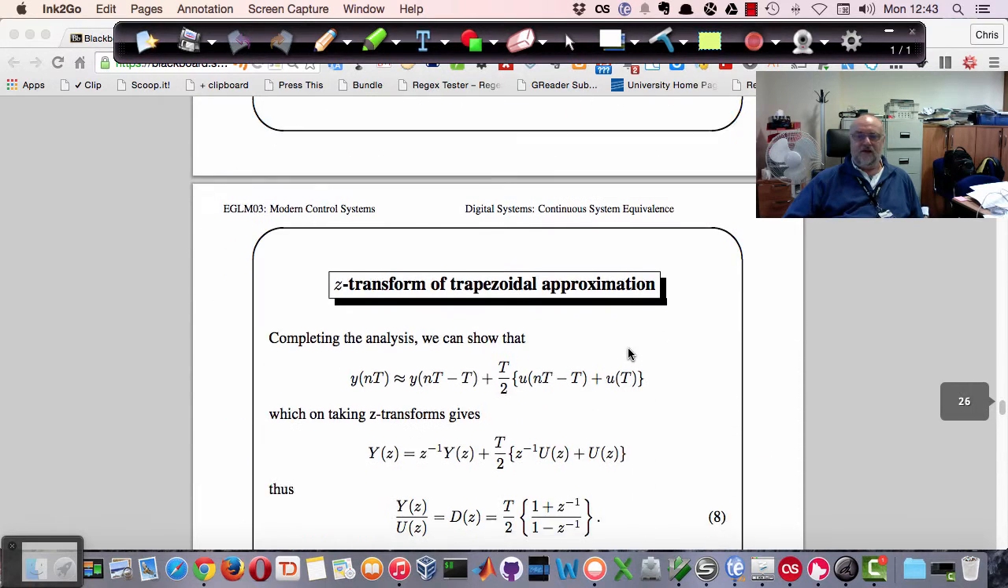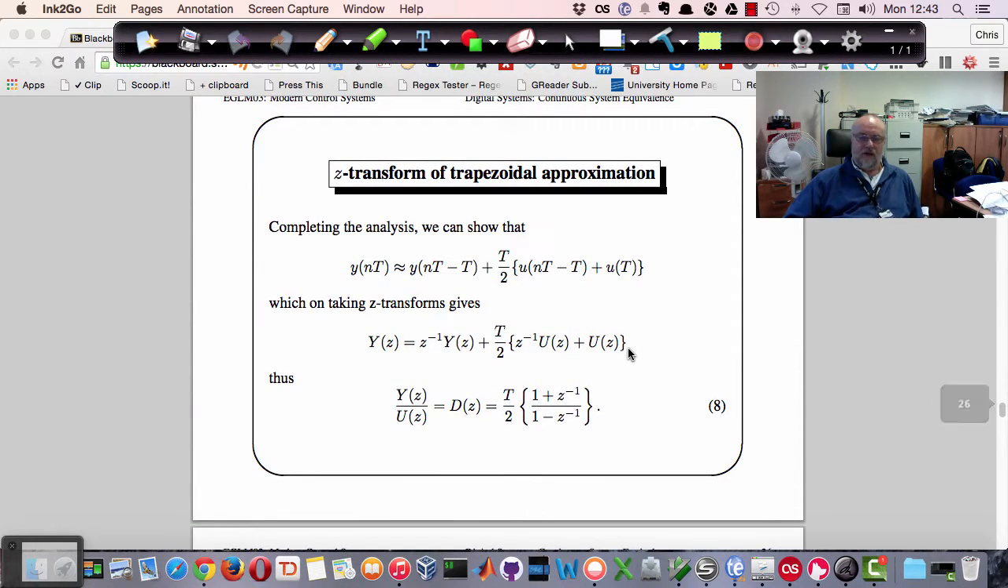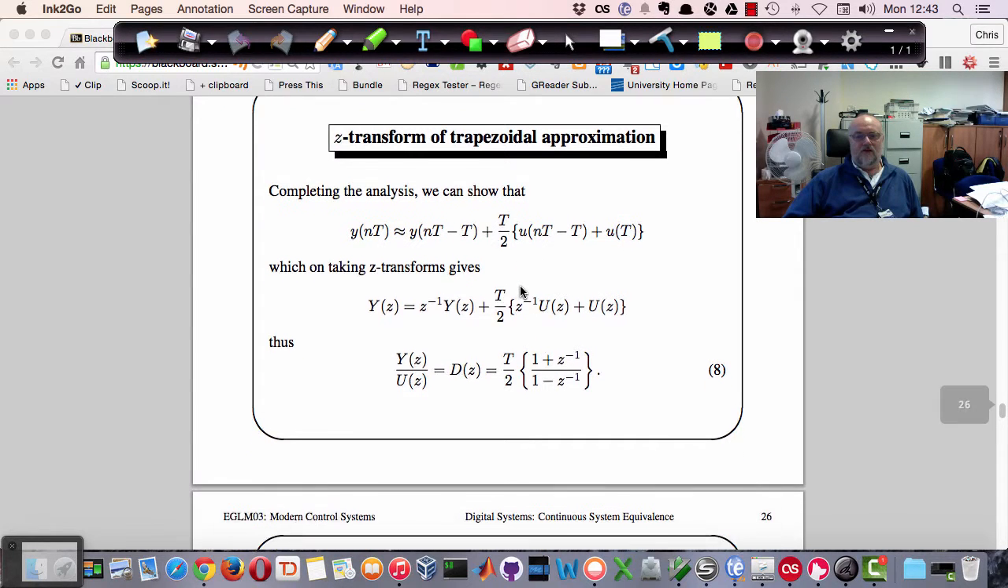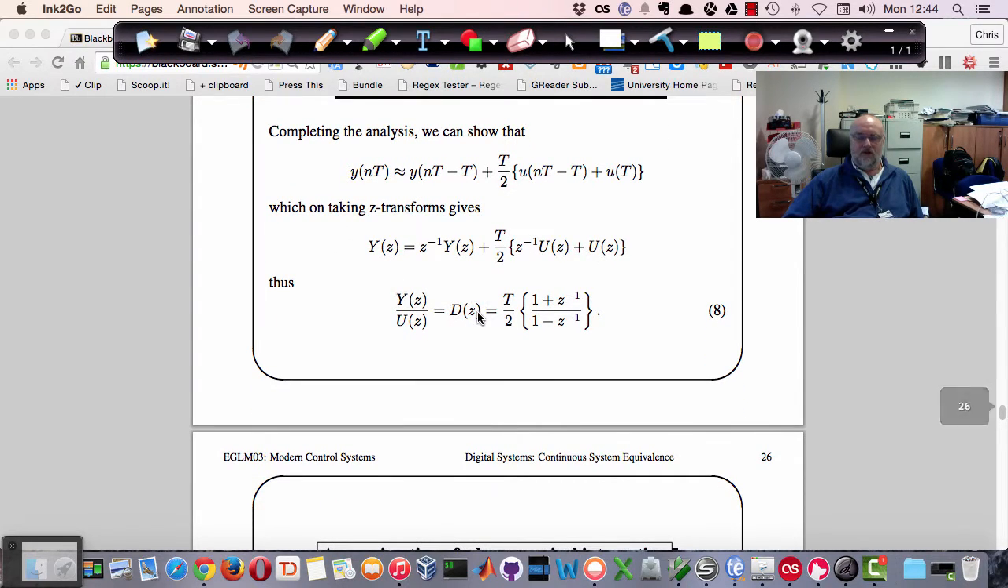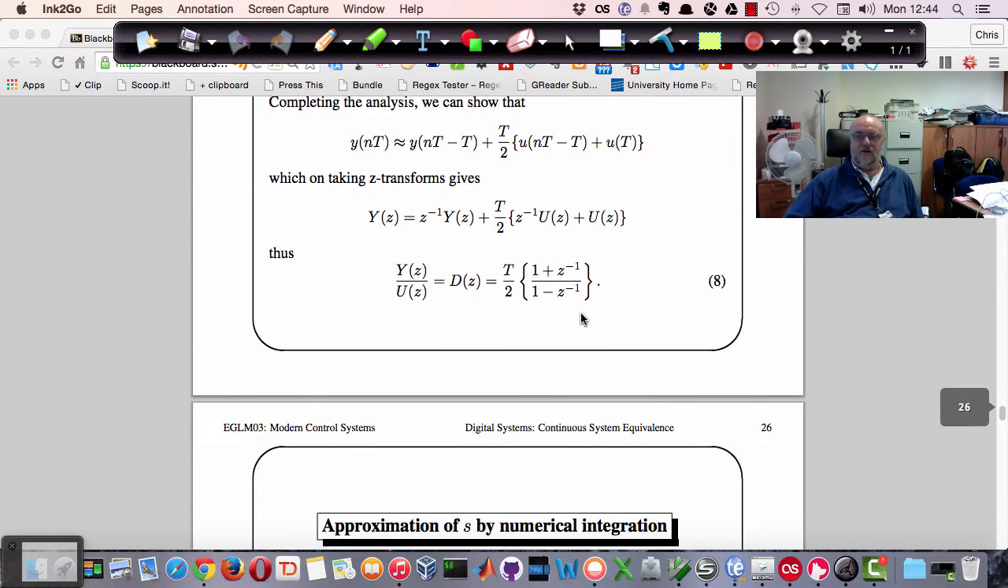So we can basically take that expression and form the z transform. The nth value of y is going to be approximately the previous integral value plus this new estimate of the current sample, and if we take the z transform of that, then y(nT minus T) becomes z to the minus 1 times y of z, u(nT minus T) is z to the minus 1 times u of z, u(nT) of course is u of z, and y(nT) is y of z. So y over u, which is our estimate of the integral, is T over 2 times 1 plus z to the minus 1 over 1 minus z to the minus 1.